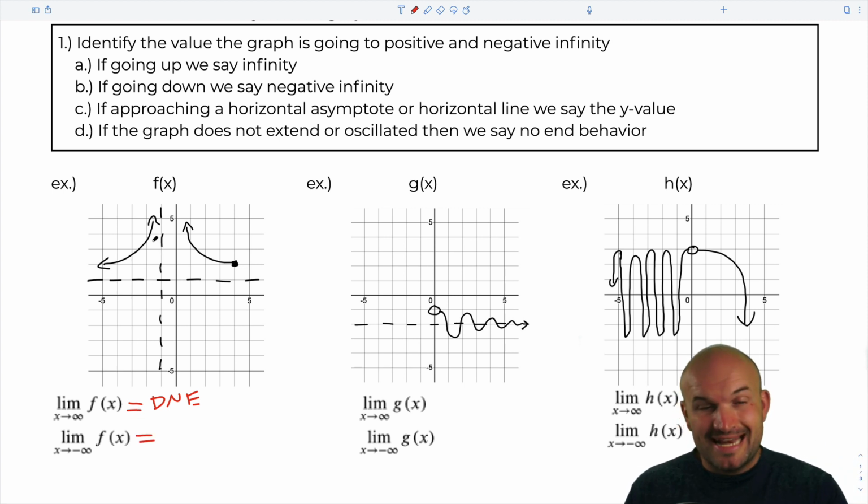As we're approaching negative infinity, that means as we're going farther and farther left, you can see it's going to be approaching this horizontal asymptote, right? And therefore, we can say this horizontal asymptote is going to be at 1.